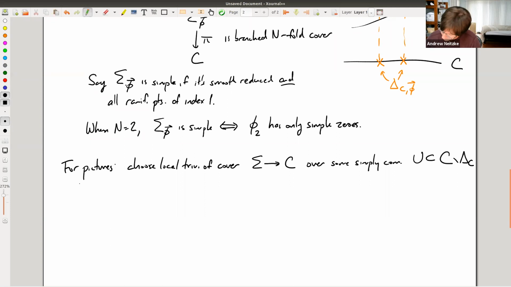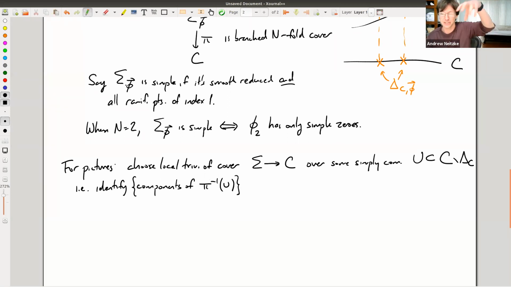So what does that mean? It means I make a choice of a way to identify the components of pi inverse of u. So pi inverse of u will have n connected components, which are just the n sheets of the covering over u. I just choose a bijection with the set of integers from 1 to n.